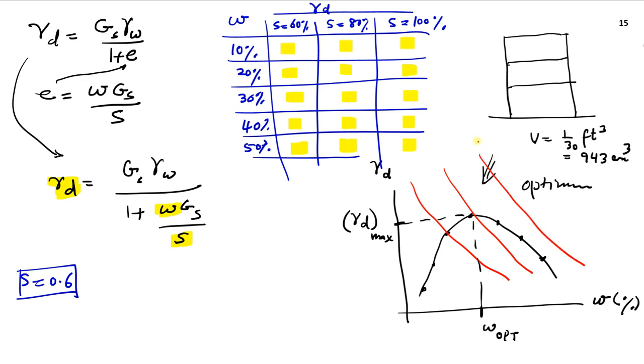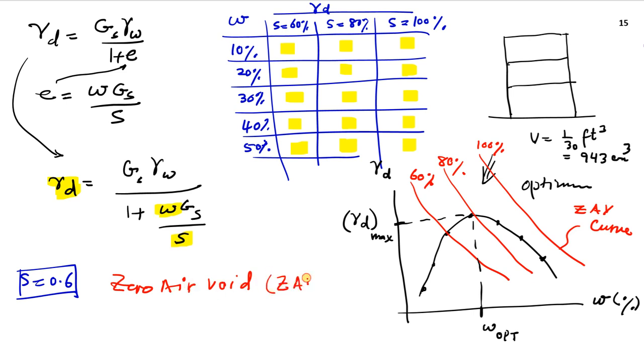So this line is for 100% saturation. This line is, let's say, 80% saturation, and this line is 60% saturation. So this line of 100% saturation is also called the zero air void curve. Now what is the zero air void curve? Zero air void means the air is zero, means there is no air. So whenever we say zero air void curve or ZAV, it means we are talking about saturation equal to 100%.